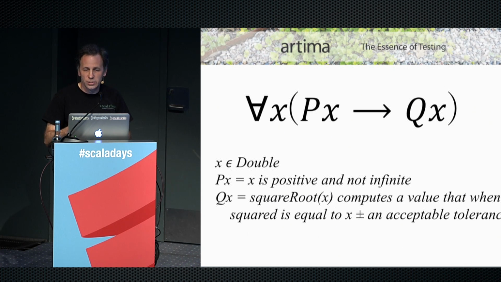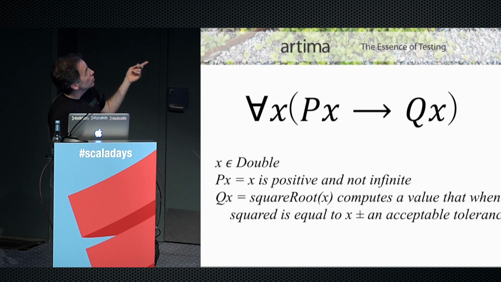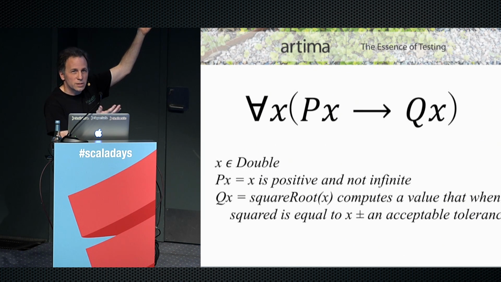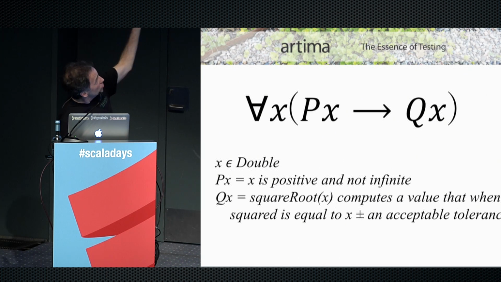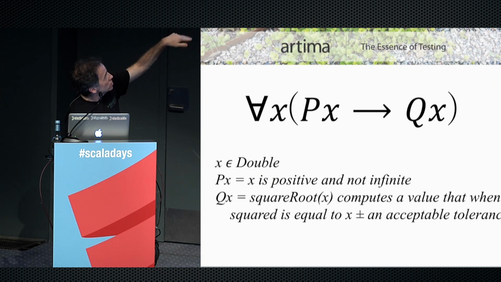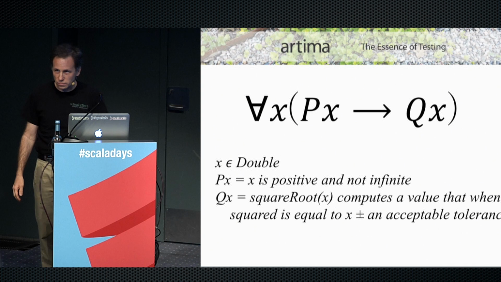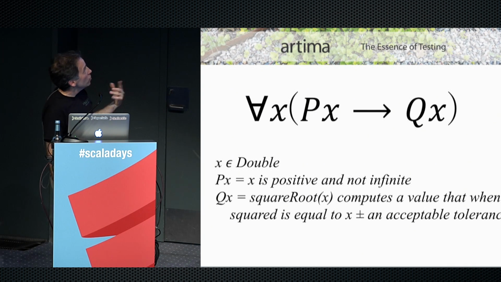So it's like for all x, Px implies Qx. That's a single logical statement that would represent that one test. So it's kind of formalizing what a specification means. In the case of the square root function, I might say x is an element of the double set, the set of all possible doubles. Px, what that means in English, is that x is positive and non-infinite. And then Qx, here's the trick.